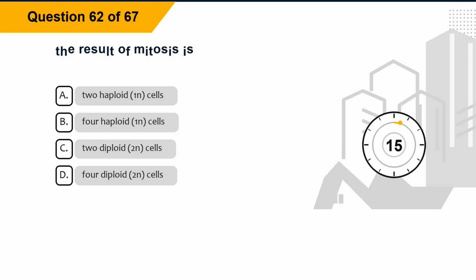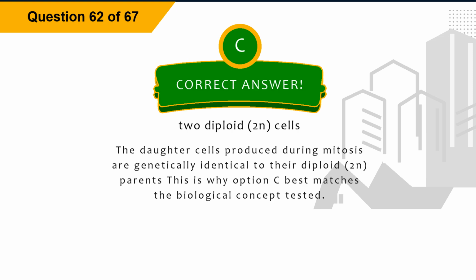Question 62. The result of mitosis is option A, 2 haploid, 1N, cells. Option B, 4 haploid, 1N, cells. Option C, 2 diploid, 2N, cells. Option D, 4 diploid, 2N, cells. The correct answer is option C, 2 diploid, 2N, cells.